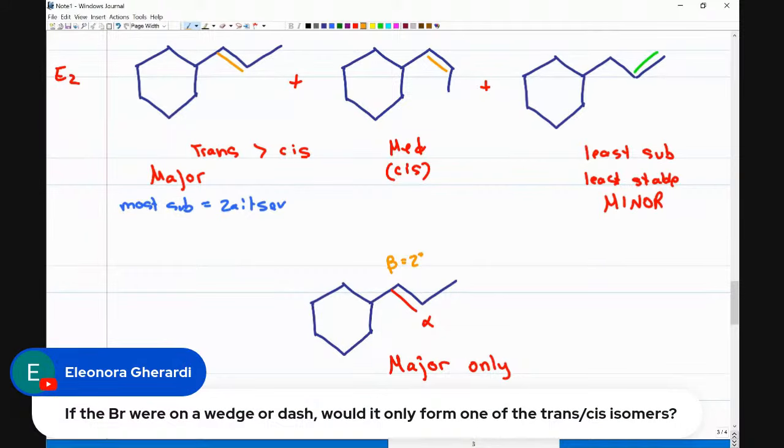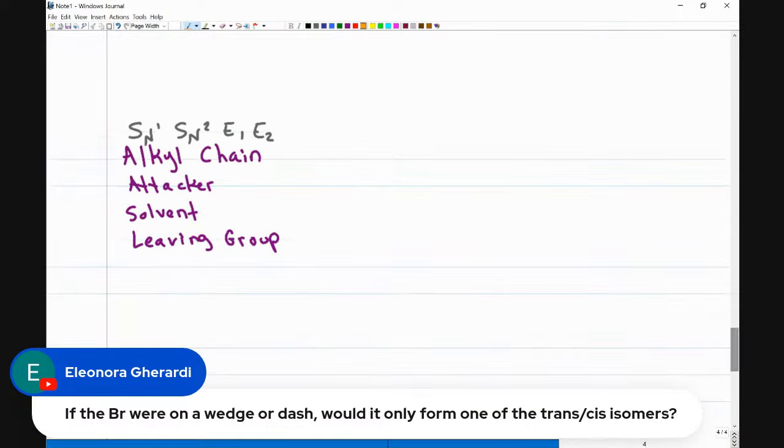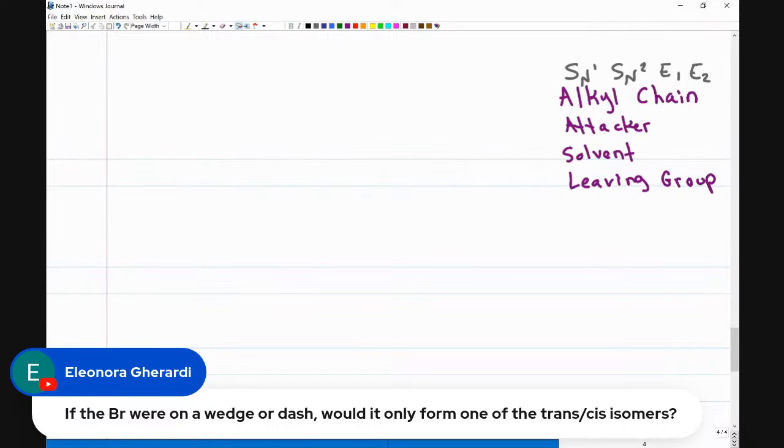Question: if the Br were on a wedge or a dash, would it only form one of the cis-trans isomers? That is a very, very good question. So let's take a look. I'm just going to keep this here for when we need it next, but let's look at your question. If I have this molecule, where did I have a bromine? Right there. And the bromine in this case is like that.